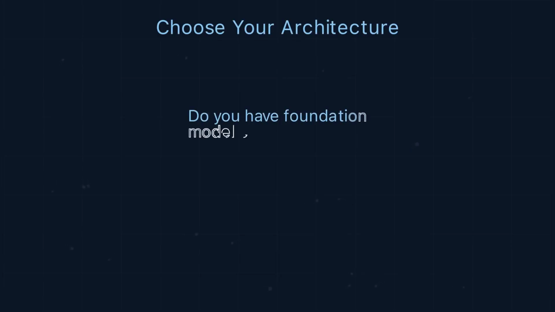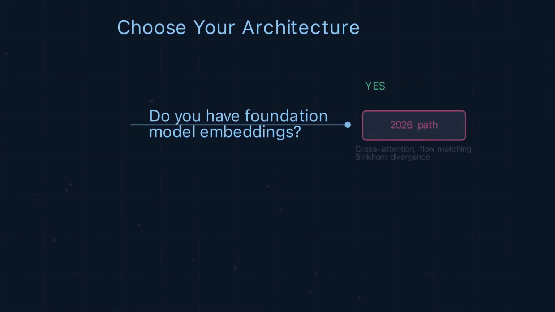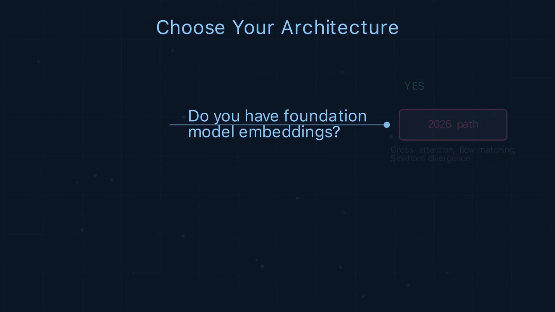So how do you choose? Start with one question. Do you have access to foundation model embeddings? If yes, take the 2026 path. Cross-attention, flow matching, Sinkhorn divergence. The full modern stack. If not, ask yourself, what is your primary constraint?